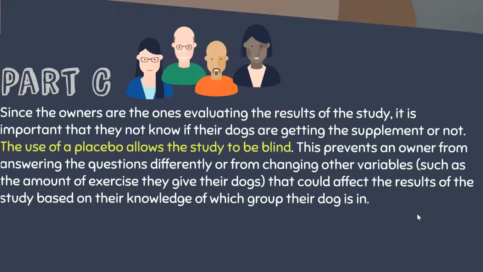Part C. So since the owners are the ones evaluating the results, it's probably important that they don't know if their dogs are getting the supplements. Again, the use of placebo allows the study to be blind. You don't want the owner answering the questions differently or changing other variables, like maybe giving their dog a little bit more exercise. Again, we don't want the results of the study to be affected based on the knowledge of which group their dog is in fact in. So be very careful, blind if you can.